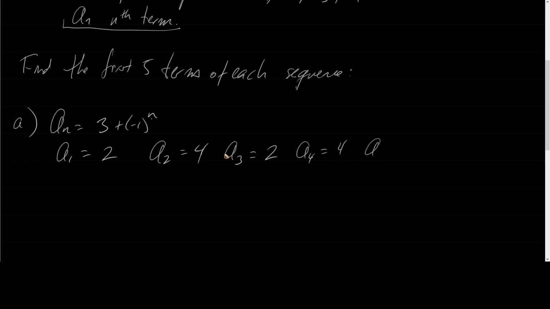So we can clearly see the pattern 2, 4, 2, 4. So a sub 5 would be 2, and we can verify that by plugging in 5. All right, so those are the first five terms of the sequence.